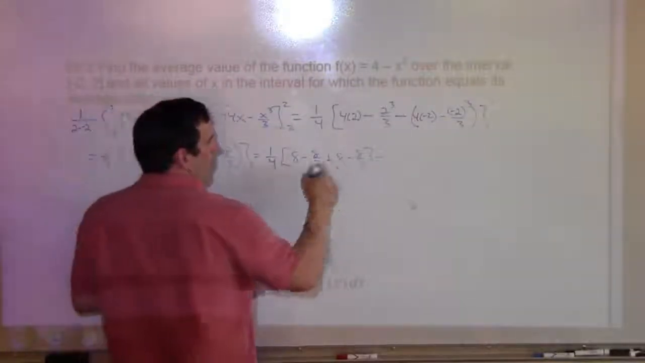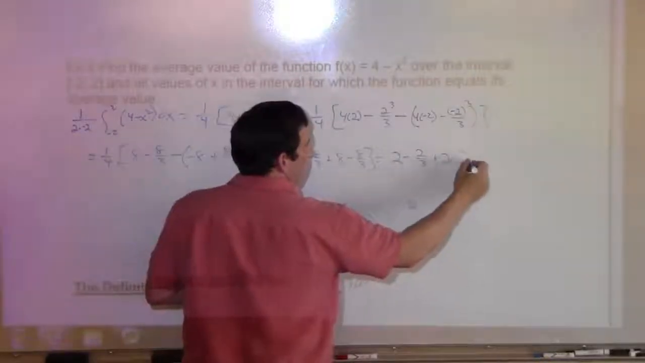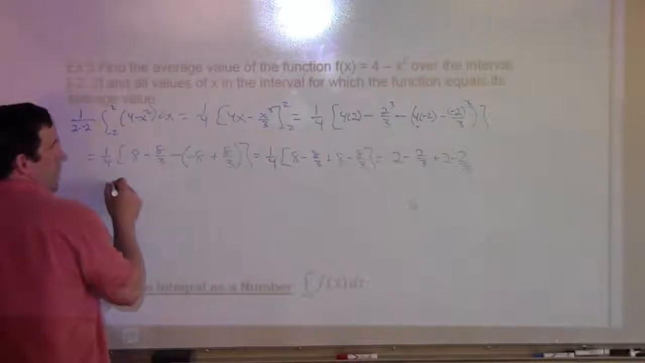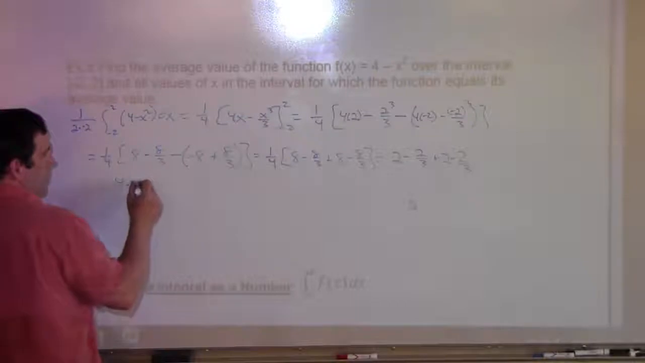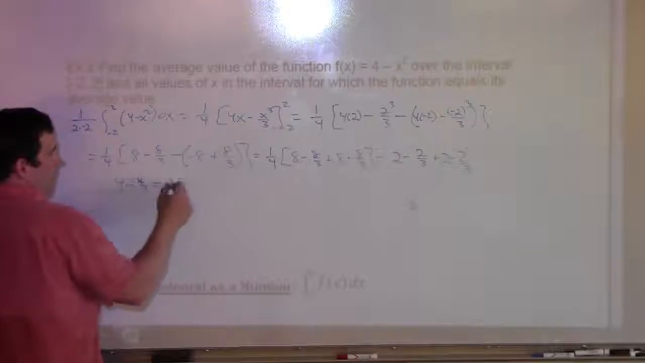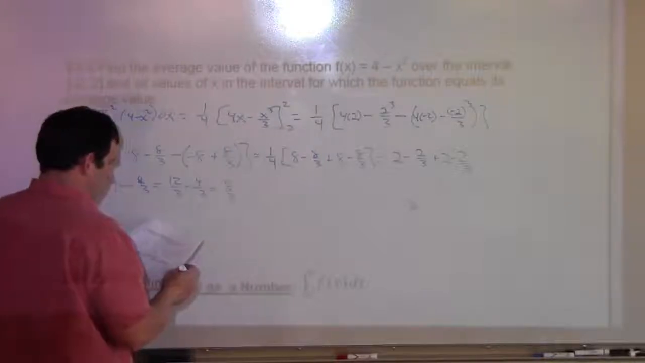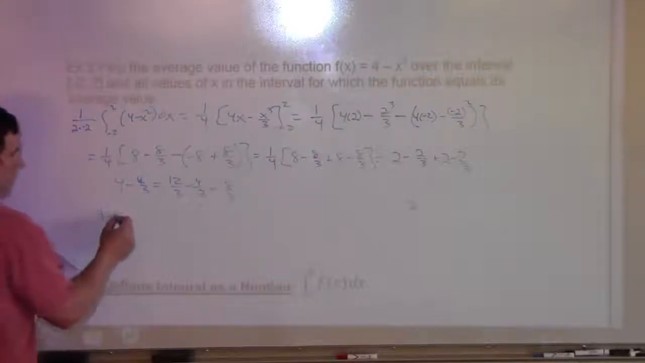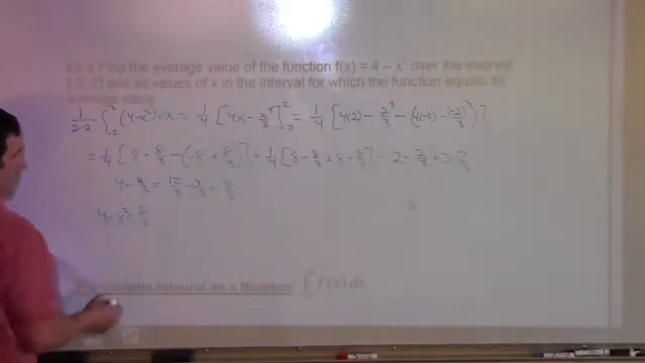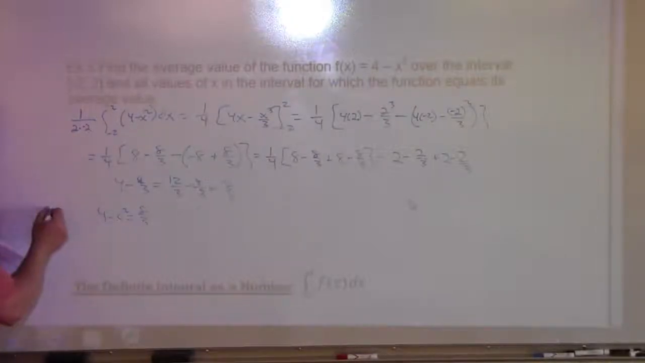Now if I distribute the 1/4 through to each one of these, that's going to be 2 minus 2/3 plus 2 minus 2/3. So that would be 2 plus 2 is 4, so it's 4 minus 2/3, and minus 2/3 plus 2 minus 2/3 are going to be minus 4/3. That's 12/3 minus 4/3 is 8/3. Okay, so we're looking at 4 minus x squared equals 8/3. We want to know what x value would be. Maybe I should say 4 minus c squared to fit more in with that f of c thing.